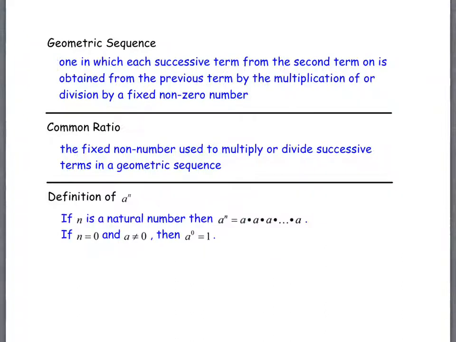All right, another type of sequence is called a geometric sequence. Now, the difference between the geometric sequence and the arithmetic sequence is the operation that you use. With arithmetic, we added or subtracted a number to get the next term, right? With geometric, we multiply or divide to get the next term. That's the only difference. It's the operation that we're doing.